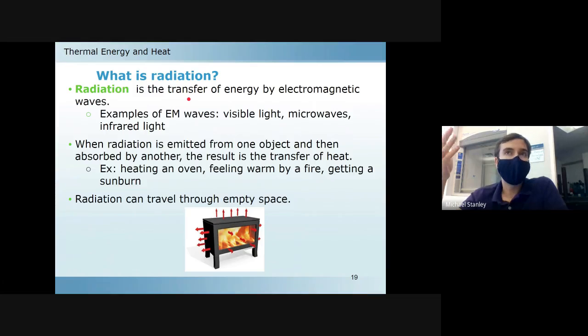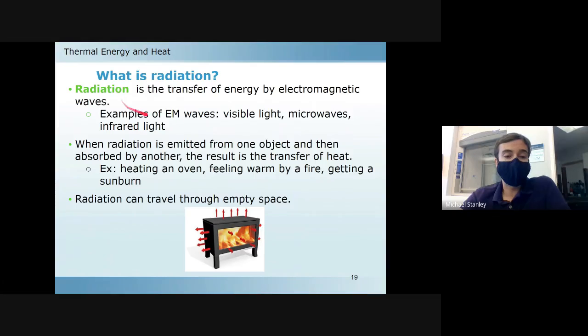Radiation is the transfer of energy by what are called electromagnetic waves. We are going to talk about EM waves, electromagnetic waves, on Thursday. Actually, we'll go over the basics of what they are. But essentially, these are types of waves that move through the world, move through the universe, and transfer energy. Like the light that you can see right now, that is a type of wave. The microwaves that cook things in your microwave oven, those are EM waves. Things like infrared light, like the heat scan of something, or ultraviolet light that you have to put sunscreen on for. All of those are examples of radiation.